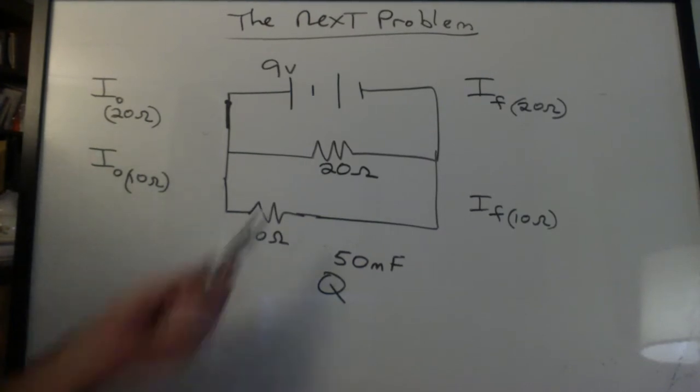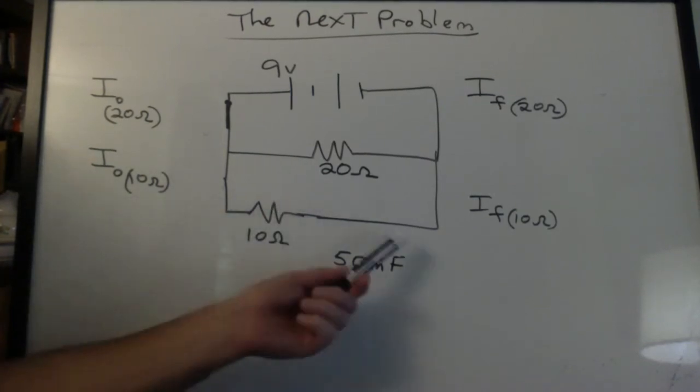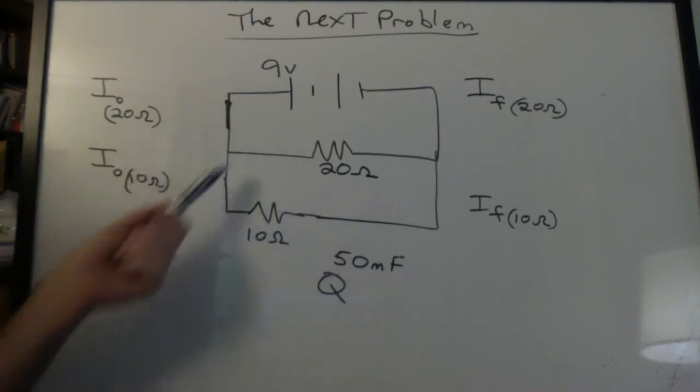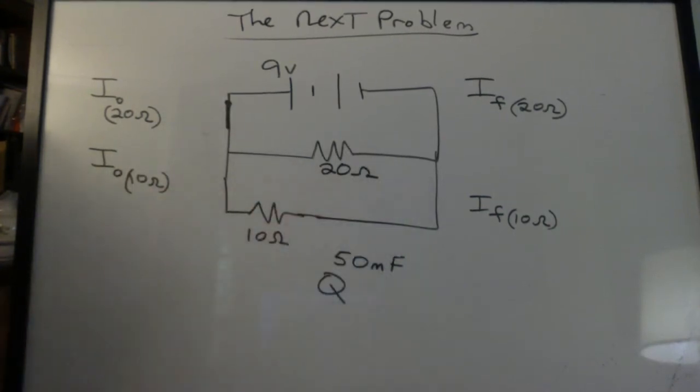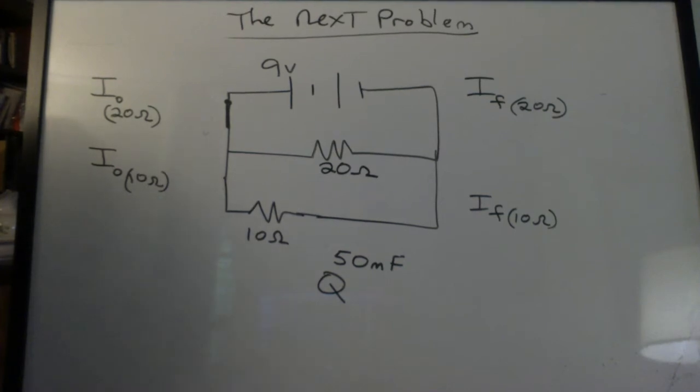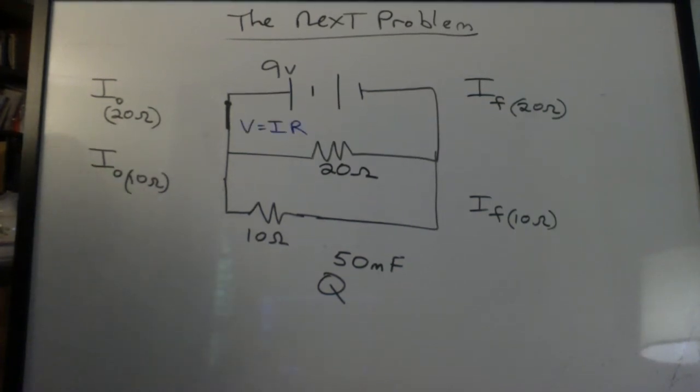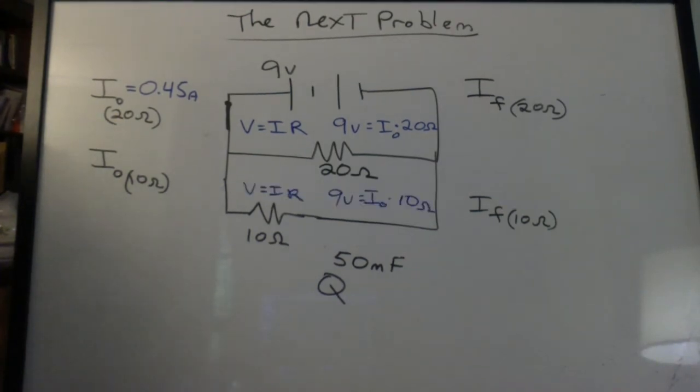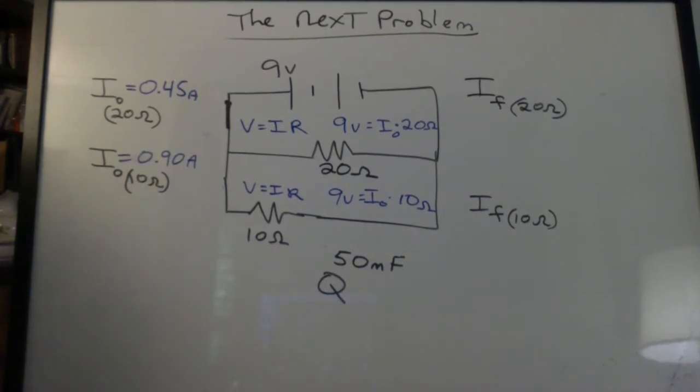We can now see that the 20 ohm and the 10 ohm resistor are in parallel, and we have 9 volts on this side, 0 volts on that side. So we know what the voltage is across each one. So we have V equals IR. The voltage is 9 volts, and we know that the resistance is 20 ohms. The initial current through the 20 ohm resistor is 0.45 amps. And we can do the same thing with the other resistor, and it's 9 volts equals the current times 10 ohms. And we get 0.9 amps.